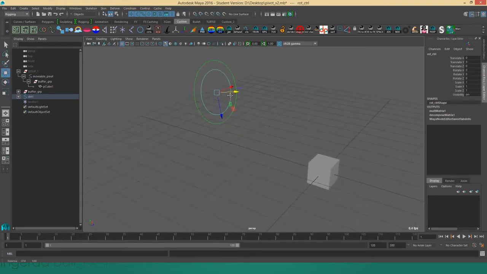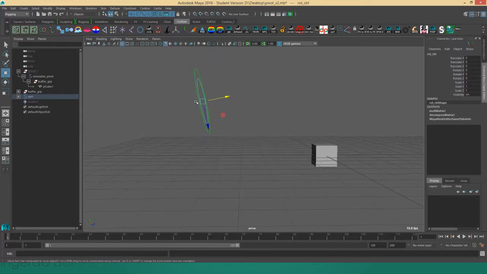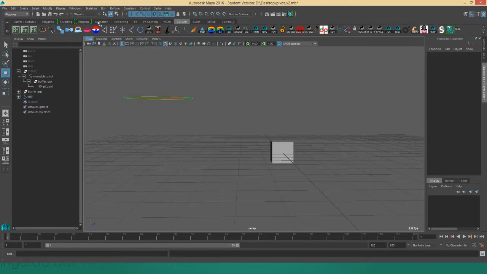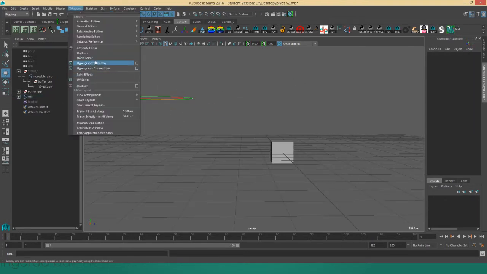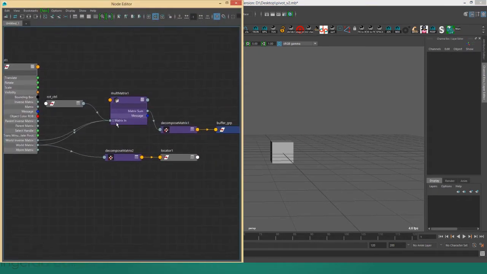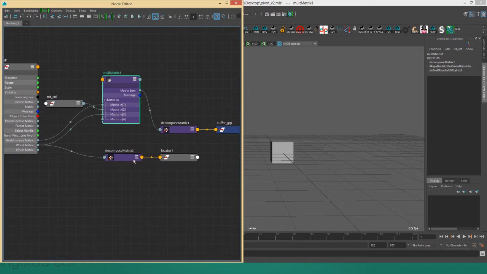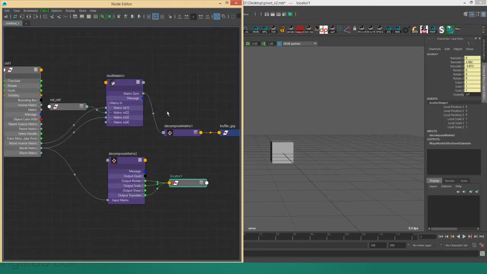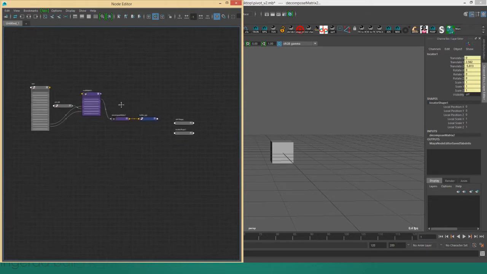So it isn't working in local space, because if it were local space, then this y-axis would be remapped to this y-axis. So I'm actually doing something different than that. So I'll open up the node editor and we can see what's going on. So I will hide these guys because we don't need them in order to understand what's going on.